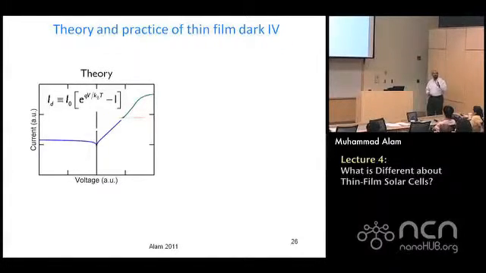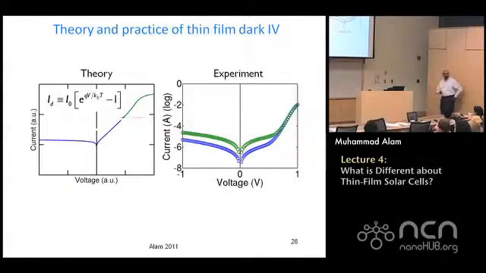This is what a textbook will tell you is supposed to happen. But if you go and make a measurement like Saurabh did, then you're going to get something which doesn't look like a solar cell or a diode at all. And this is how it looks.